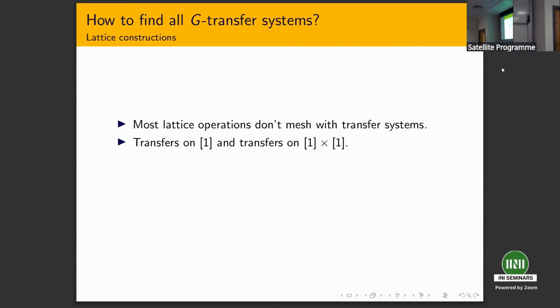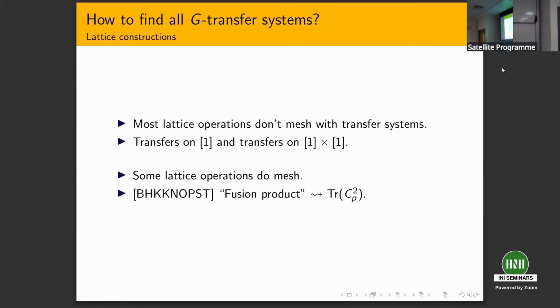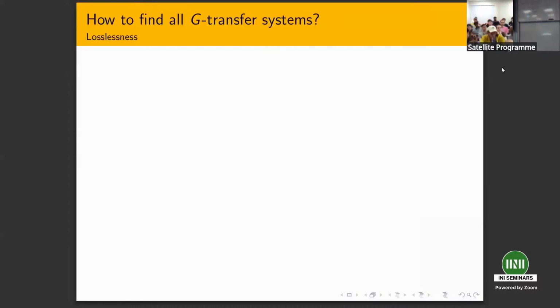So this doesn't work well, but there is this one paper. I'm not even going to attempt to remember all these authors. I'm very sorry if any of you are here. They have this fusion product, let's say a fusion product of lattices. This gives me something on the transfer side, and they use this to enumerate transfer systems for rank 2 elementary abelian groups. And then the final thing, like my bag of tricks, is this losslessness.